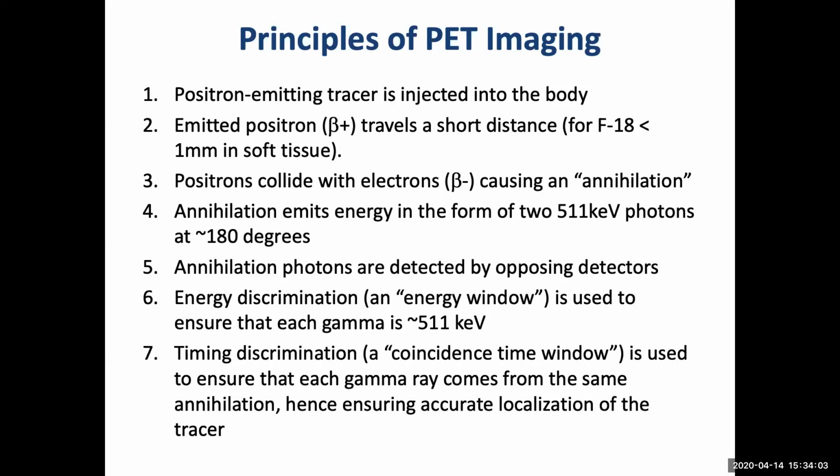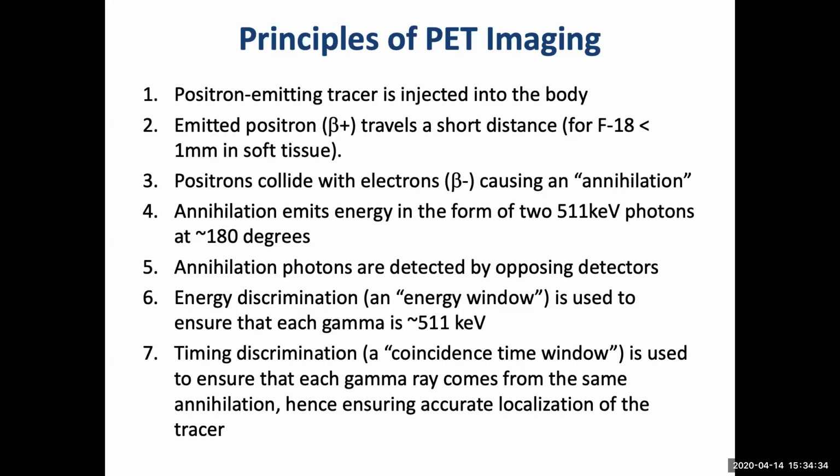The positron collides with an electron or another atom, causing what's called annihilation. The annihilation process converts the mass of the positron and electron into pure electromagnetic energy. Two 511 keV photons are produced and emitted in opposite directions, as we discussed earlier. The mass is converted to electromagnetic radiation here. Annihilation photons are detected by opposing detectors.